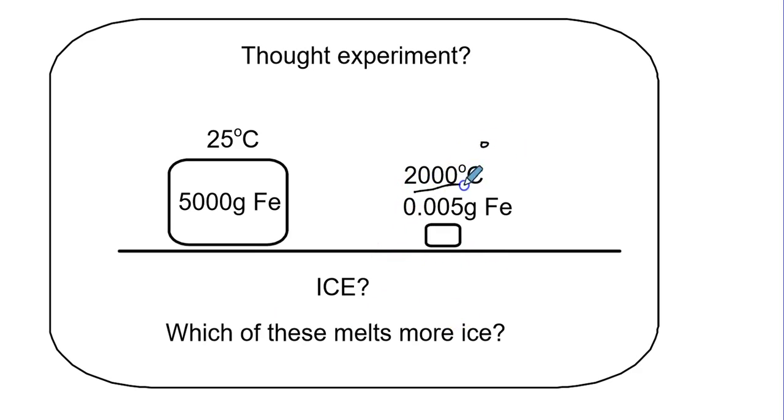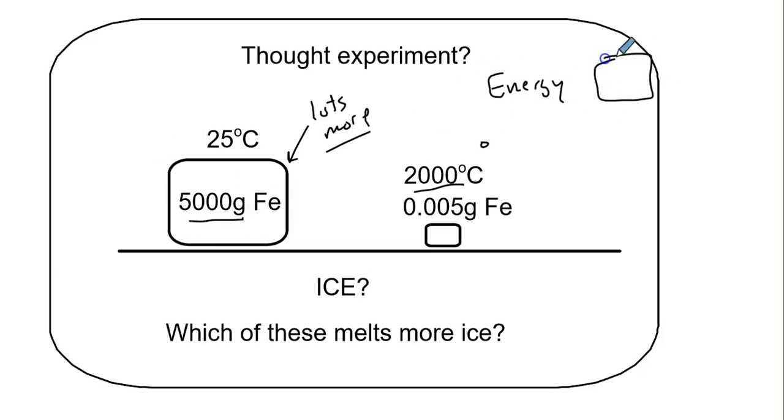Again, this one's hotter, but this one contains more energy because it's got more mass. So this one melts way more water. Lots more water. Why? Not because it's at a higher temperature, but because it's got more mass. So there's got to be something going on between the energy that a substance takes in and out, and temperature change. That isn't as simple as what people thought it was.